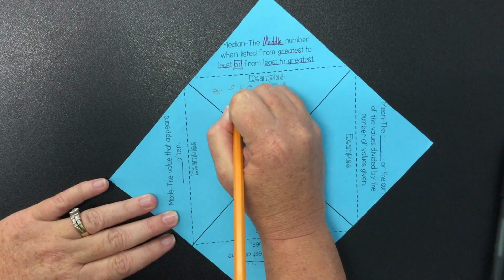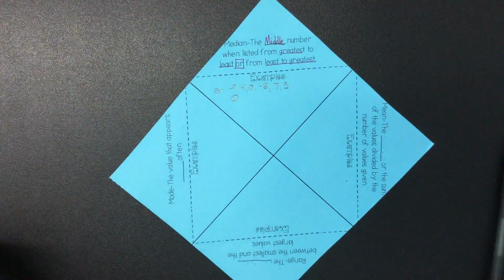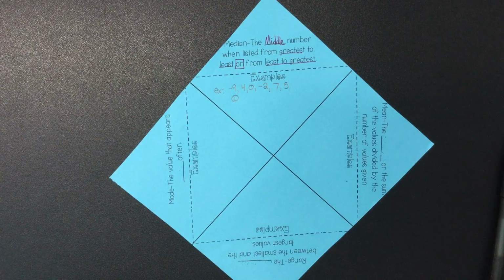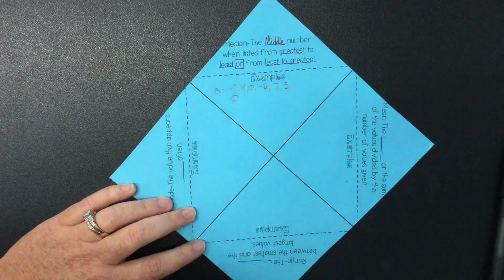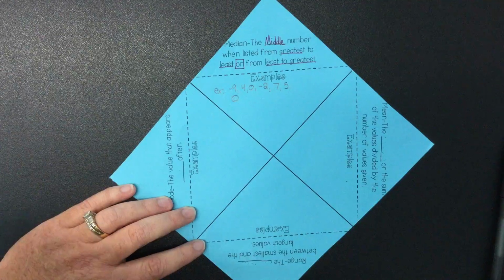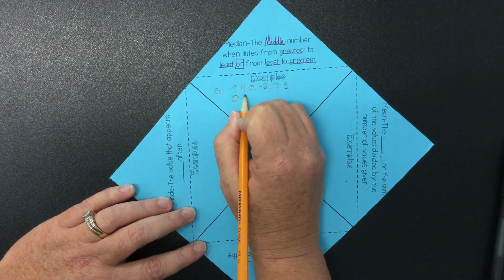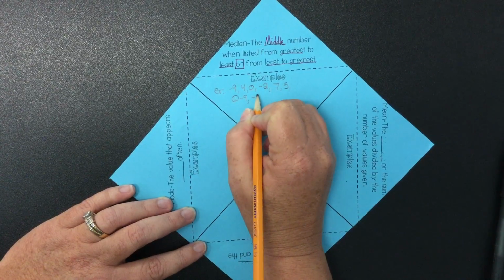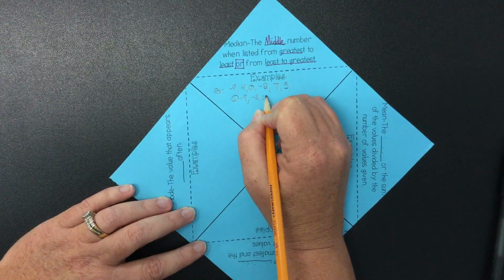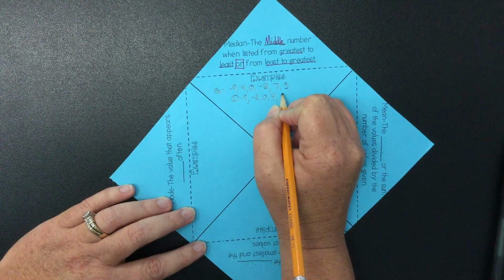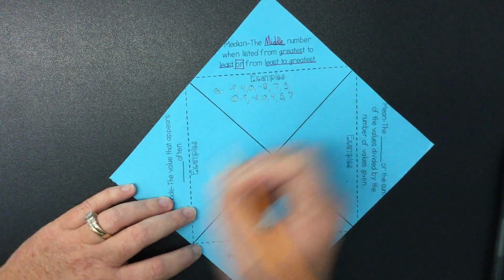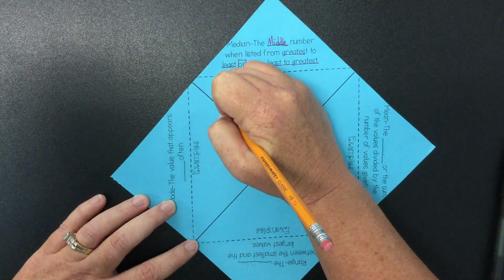So the first step that I'm going to do, if I'm finding the median, is I need to put them in order from least to greatest. I always do least to greatest. You can do greatest to least, but I just tend to always do least to greatest. So we've got -9, -2, 0, 4, 5, 7. I'm going to write this here, order.